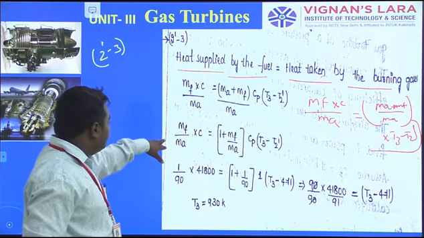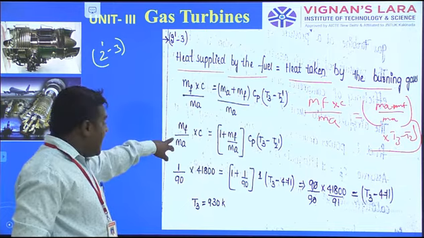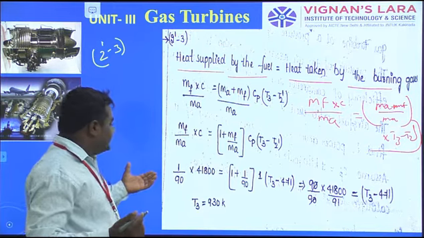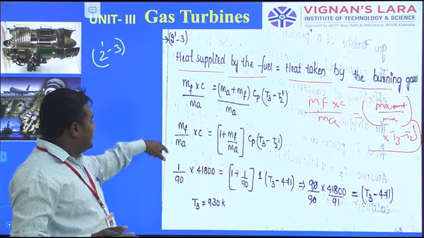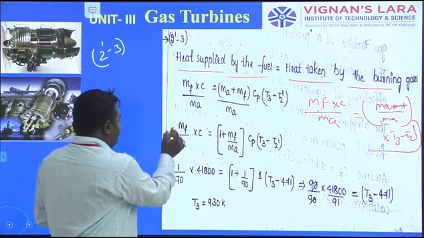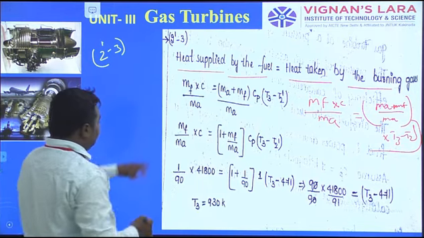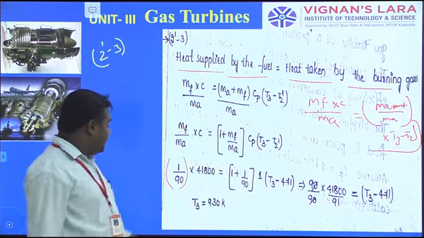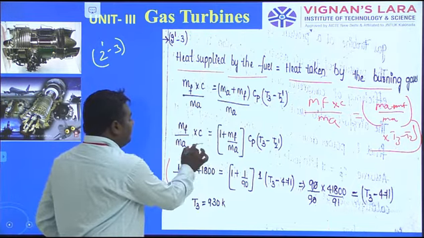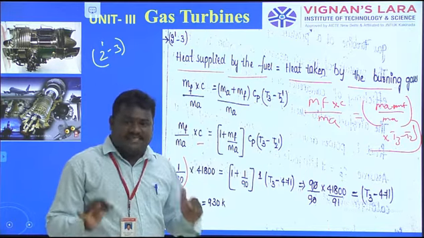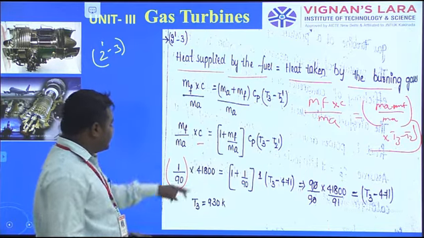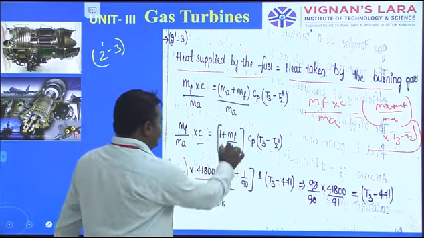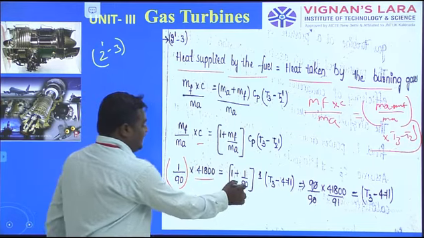So then we have MF by MA. We know that they already gave the ratio of air to fuel, that is 90:1. So if we reverse it, MF by MA is the value of 1 by 90. Then the C value already given. C value means the calorific value of the fuel, already given as 41,800. And 1 plus MF by MA means 1 plus 1 by 90.